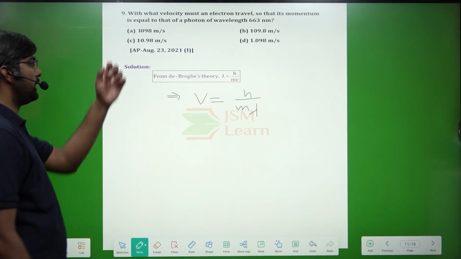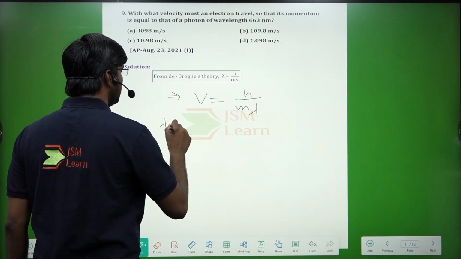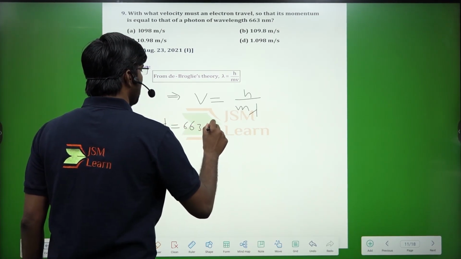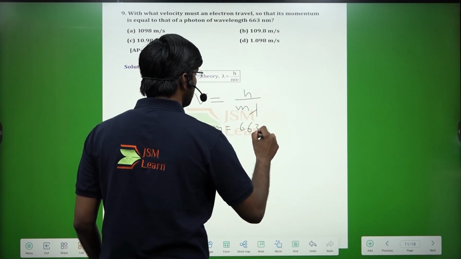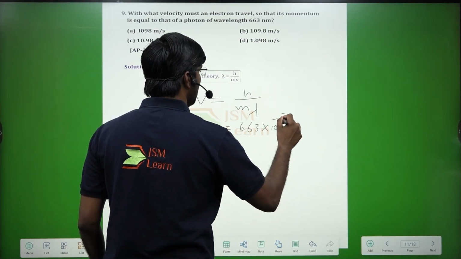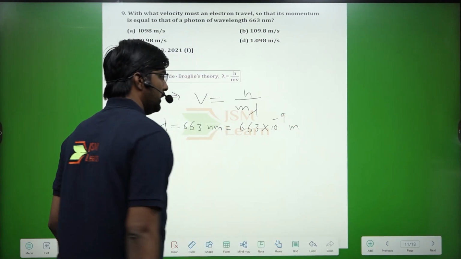So here, wavelength is given as how much? 663 nanometer. We should convert it into meters. So that is 663 into 10 power minus 9 meters.